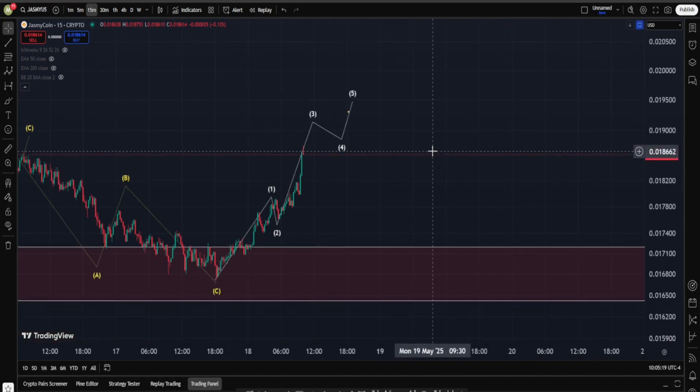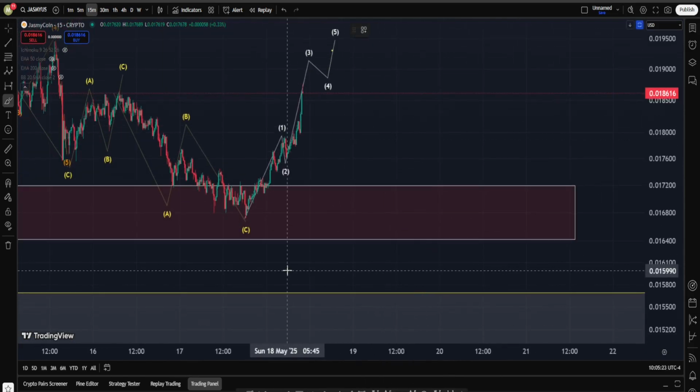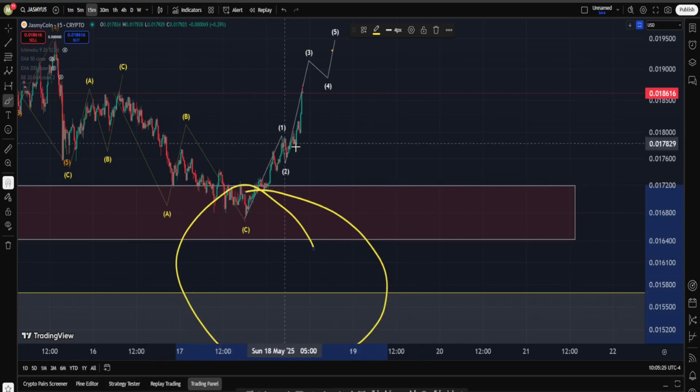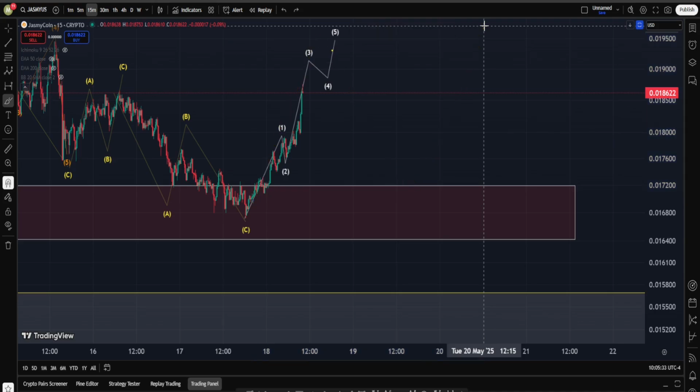And I'm really hoping that we identify the right structures, because honestly, in JasmyCoin, we really do not have any unfinished business down here. No, I'm really hoping that this is going to be 1 2, and we get a massive move up into wave 3 and 4 and 5. And I hope I explained everything well and you understood what is going on in Jasmy's chart.